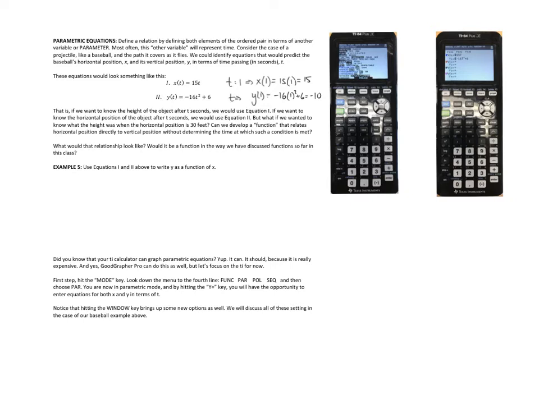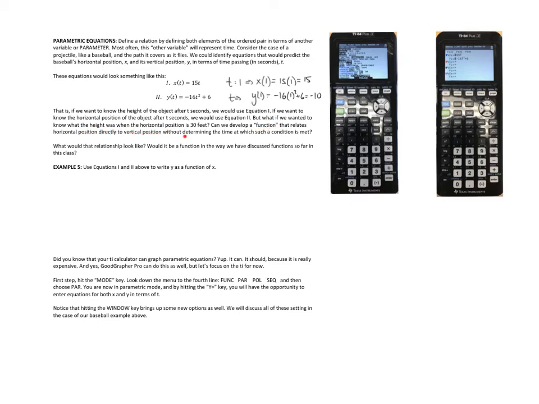This is all somewhat contrary to what we've done prior to this, where we've always had y or f of x dependent on x. So the question might come up, because x is related to time and y is related to time, could we find a relationship directly between y and x, no pun intended, taking time out of the equation? Could we develop a function that relates the horizontal position directly to the vertical position?